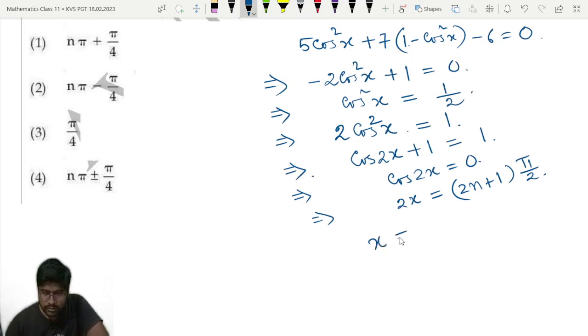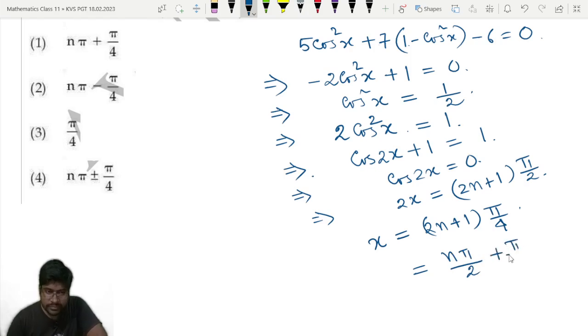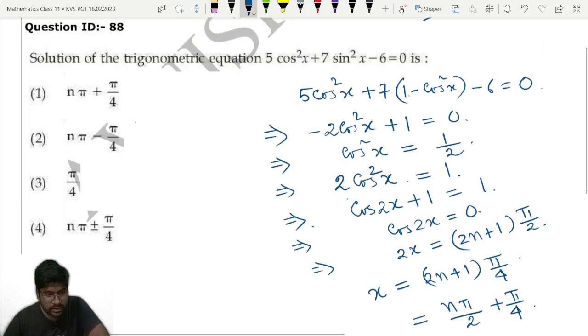So therefore what is x? X will be equal to 2n plus 1 into pi by 4. Now that is nothing but n pi by 2 plus pi by 4. It will be this, but that type of answer we don't have here.